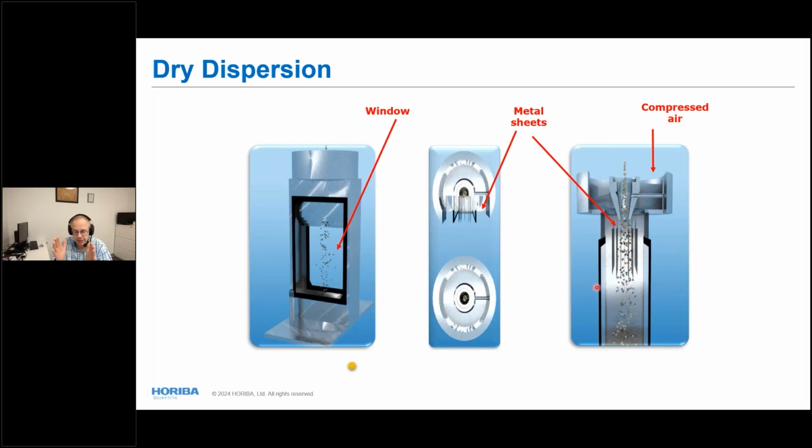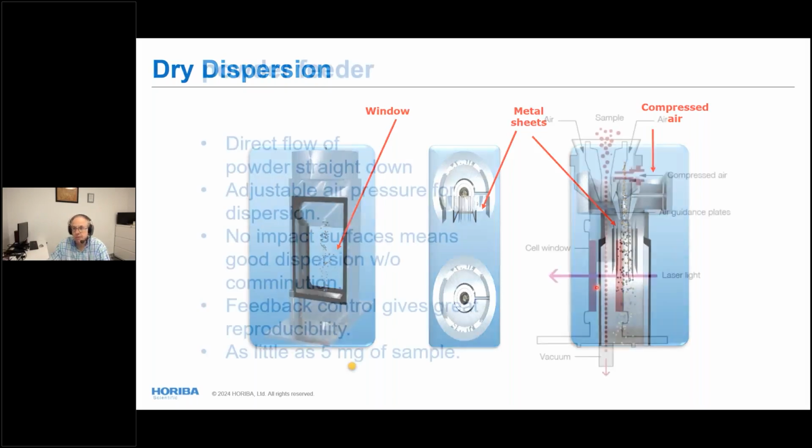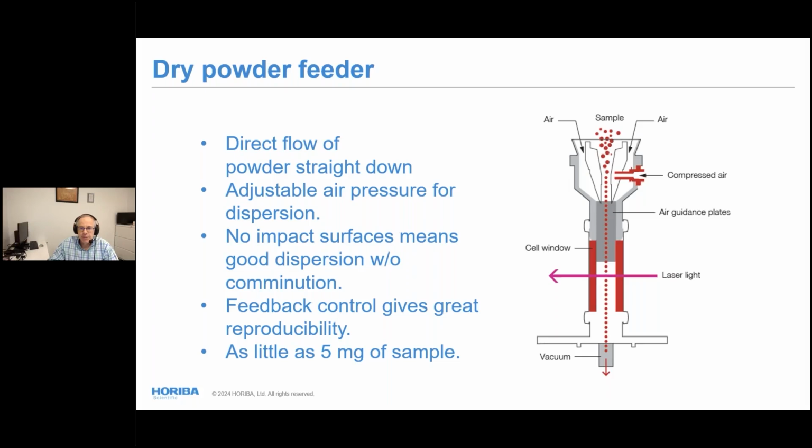The second is it kind of narrows the range where the particles fall, and that will let you get better measurement data. Now, the system has direct flow of powder straight down, so you don't have to make any turns, which means you can be quite gentle with the powders if you desire. It also has a compressed air feed, and as you increase your air pressure, you can start to have dispersion effects and really break up your loose agglomerates. And you don't have any impact surfaces where the particles will recombine.